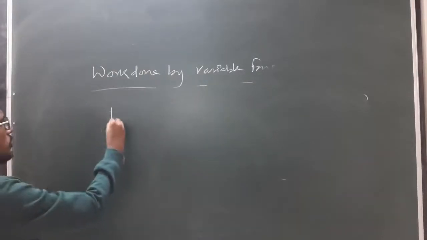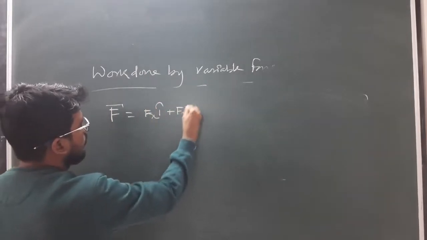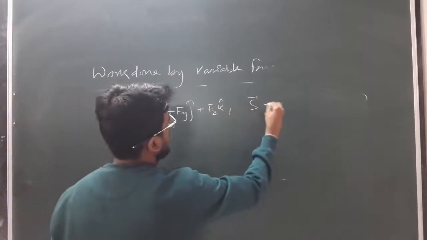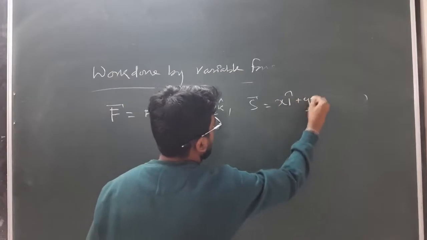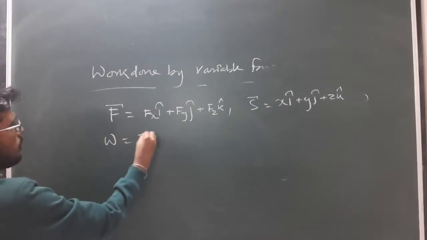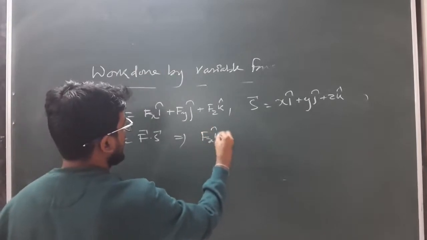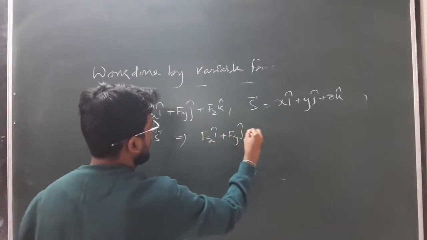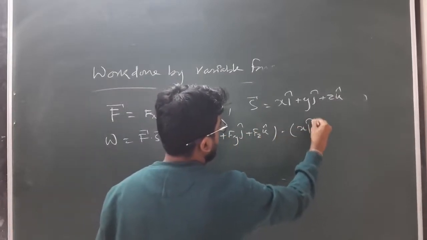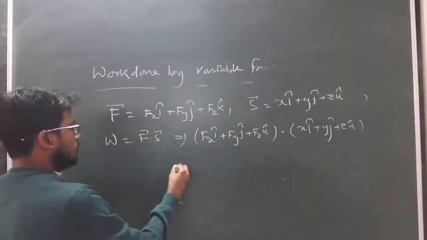For example, if force is given as Fx i cap plus Fy j cap plus Fz k cap, and displacement is given as x i cap plus y j cap plus z k cap, then what will be the work done? We know work done equals F vector dot S vector. So we can write Fx i cap plus Fy j cap plus Fz k cap dot x i cap plus y j cap plus z k cap, and you know how to solve a dot product.